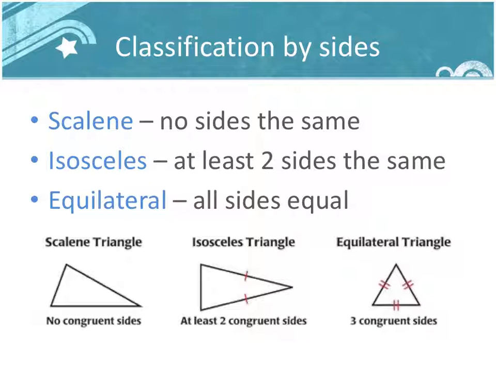Three types of triangles when classified by sides. A scalene triangle is one in which no two sides are the same. So all three sides have different lengths. An isosceles triangle has at least two sides the same. So it could be two sides or it could be three sides. If it has three sides, then it is also an equilateral.